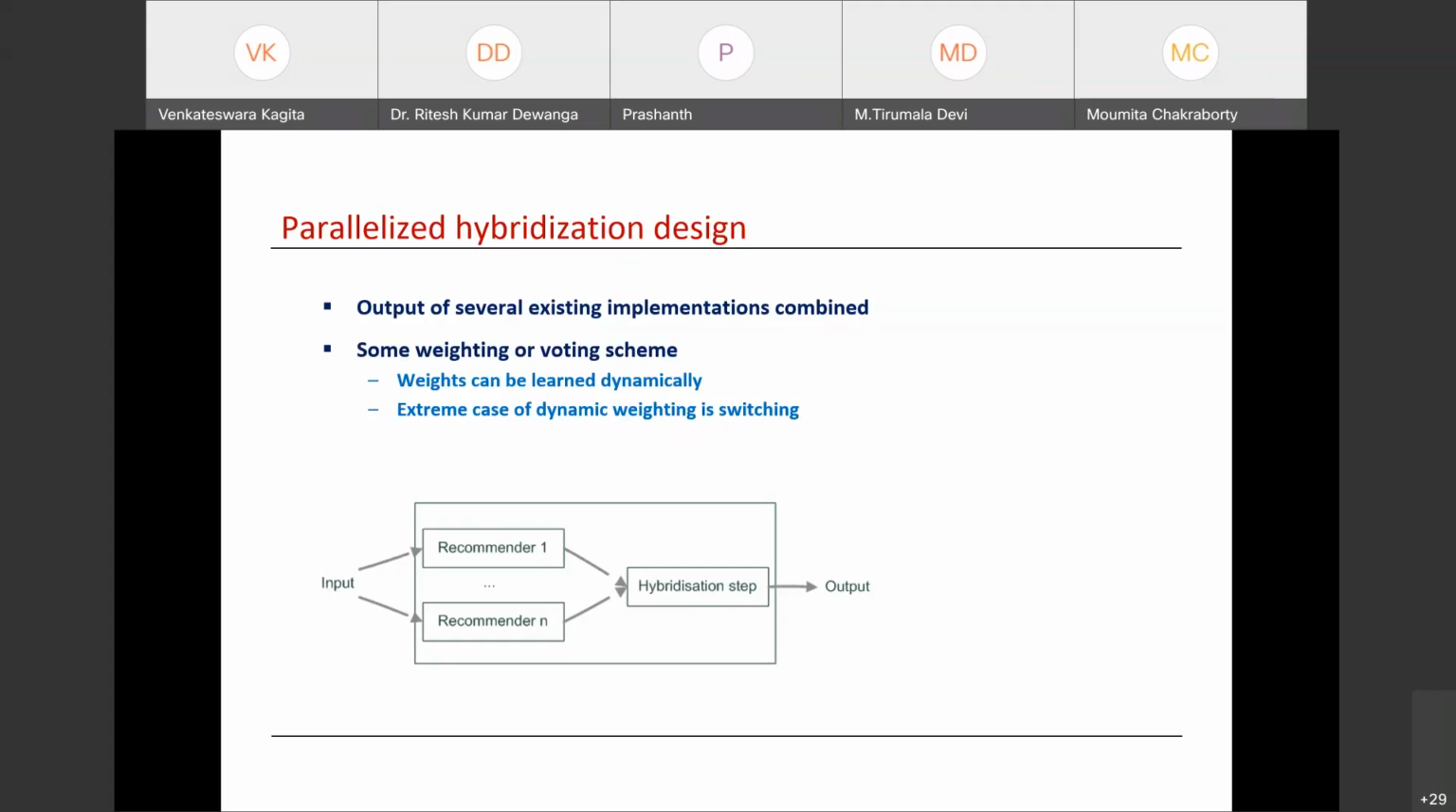Like ensembles. Yeah. Sorry, Prashant. Like ensemble learning. Yes, thank you, sir.